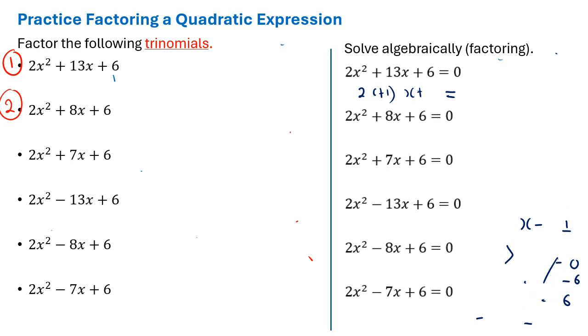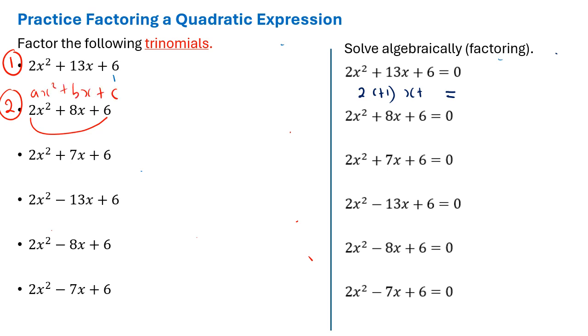Okay, so for number 2, we have 2x² plus 8x plus 6. So let's go ahead and factor that trinomial. To factor the trinomial, this is what I'm going to do. I'm going to multiply 2 times 6, which means you're multiplying a times c. You always have ax² plus bx plus c.